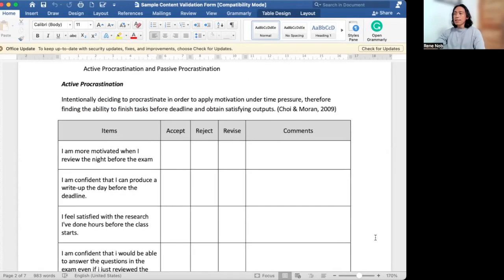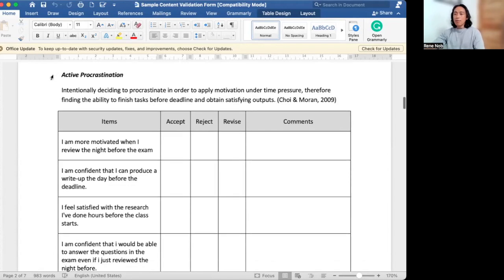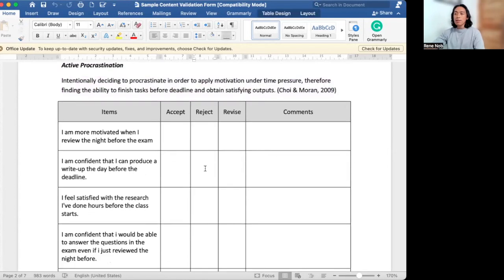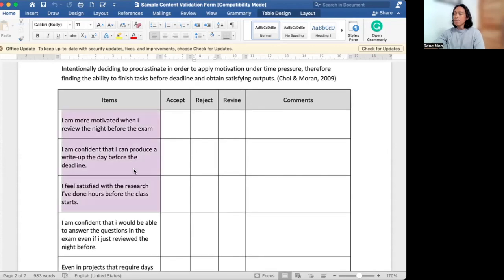So here is an example of a content validation form. As you can see, we have here the name of the construct, active procrastination. We also have here the definition of the construct. This is very important so that the validators have a basis to know whether the items that you have created reflect the construct as you define it. And then you have your items here, and basically you have several columns: an accept column, a reject column, a revise column, and a comments column.